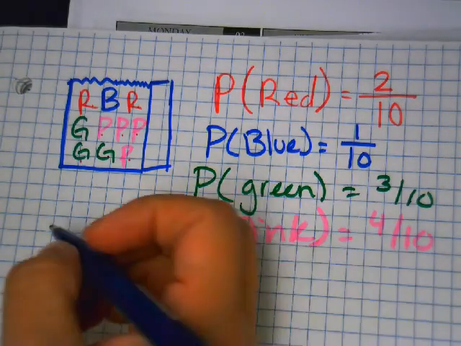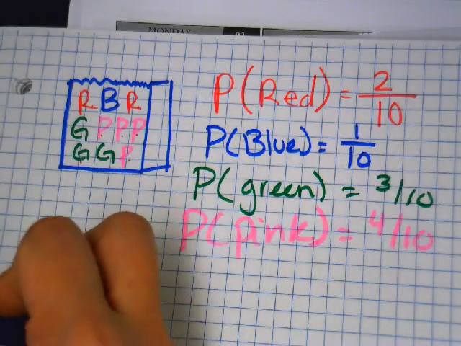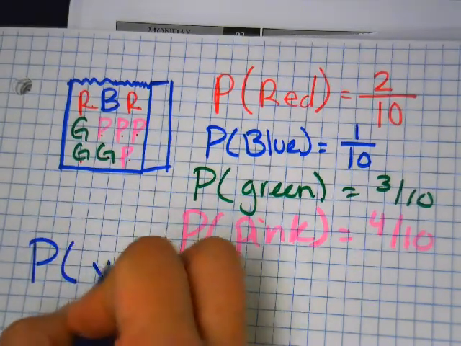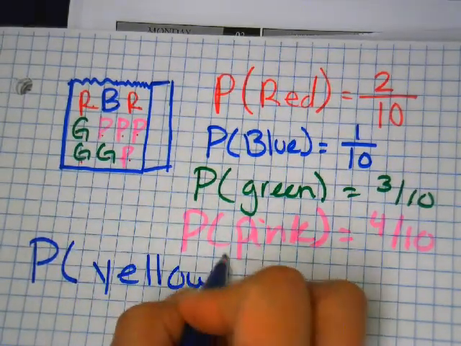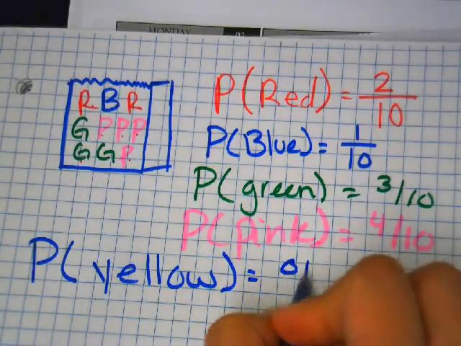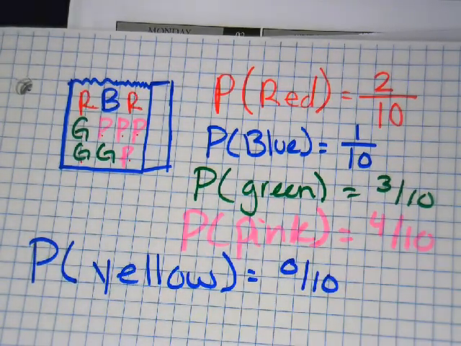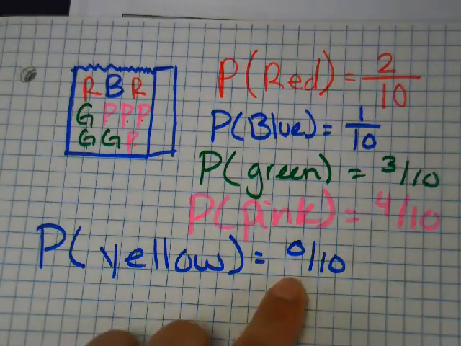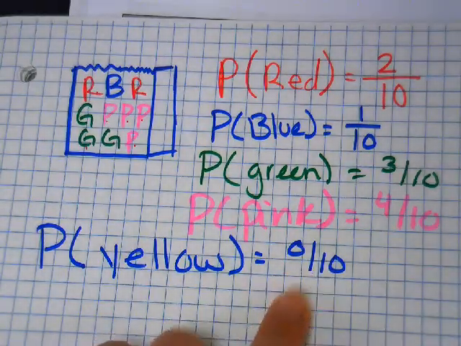Okay, here's a random question. What's the probability of yellow? 0. 0 out of 10. Because is there yellow? No. So sometimes they will trick you and ask you a question about a color or thing that doesn't even exist there. Okay. 0 out of 10. That's my fraction. All right.